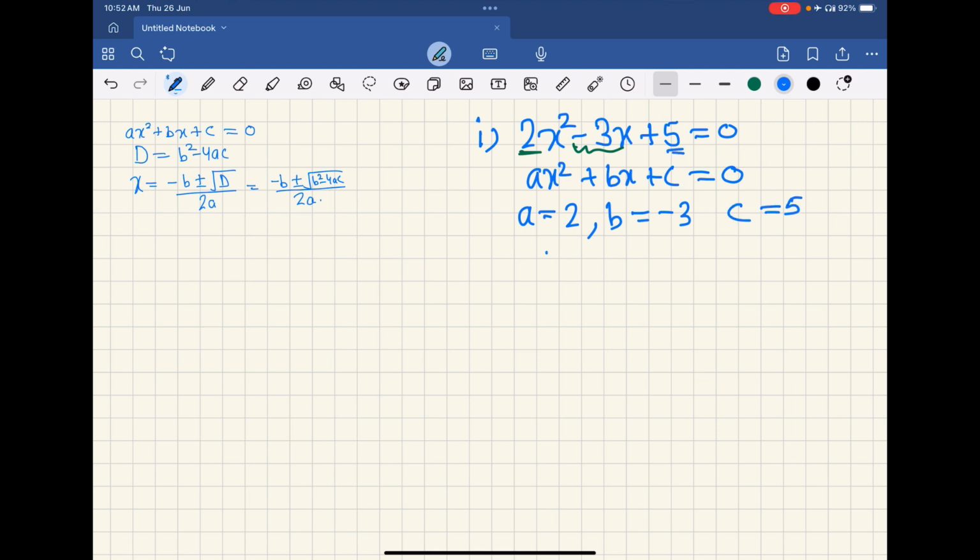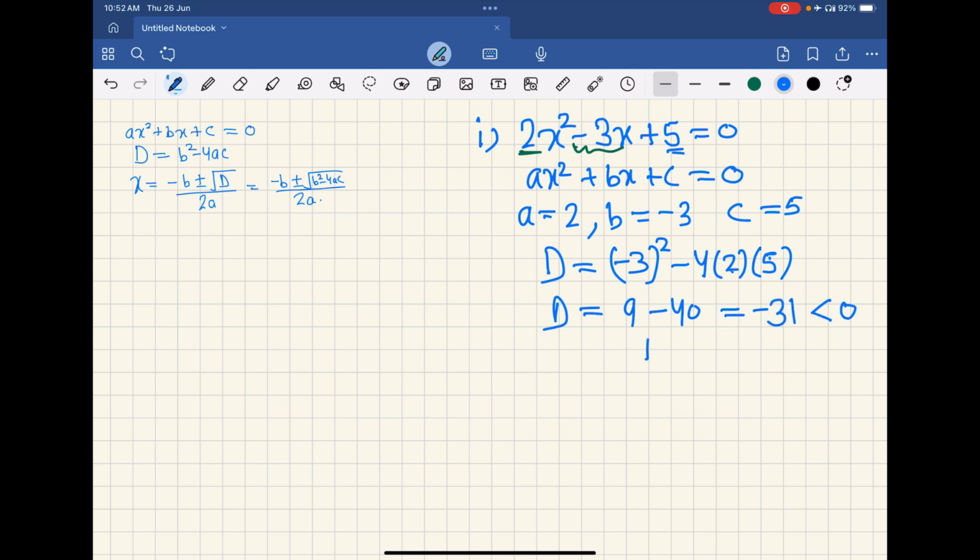Okay. Now let us find d. So d is b square. So minus 3 square minus 4 times a, which is 2 times c, which is 5. Now minus square is a plus and 3 3 is a 9. 4 2 is a 8, 5 is a 40. So you are getting 9 minus 40. So d की वैल्यू क्या आ गई? minus 31, which is less than 0. So the answer is no real roots exist.